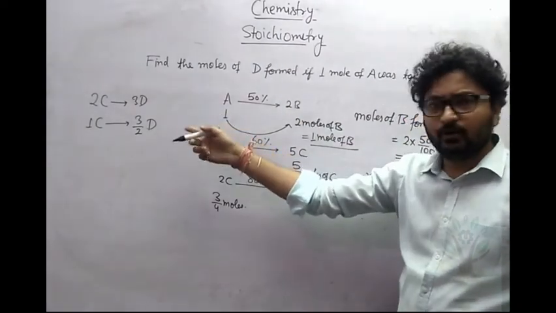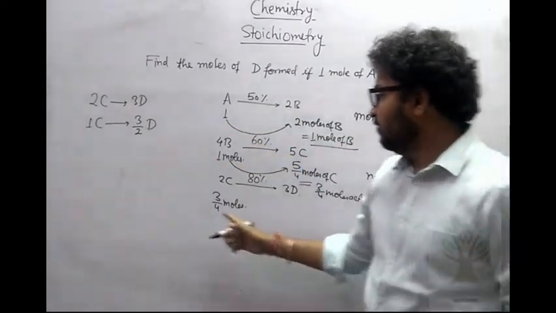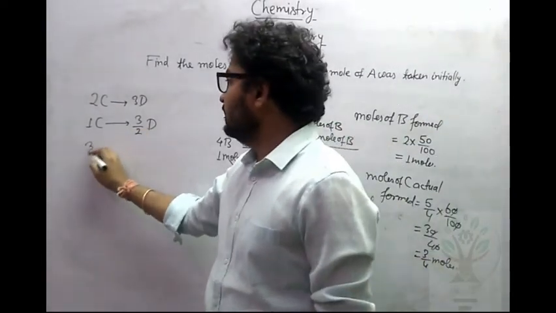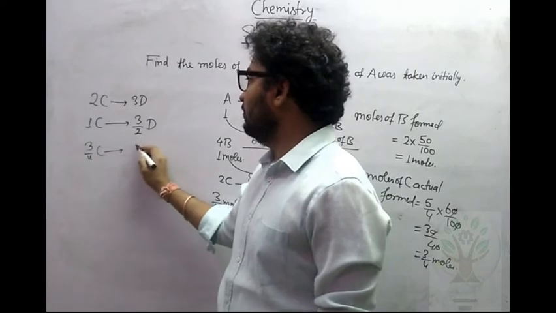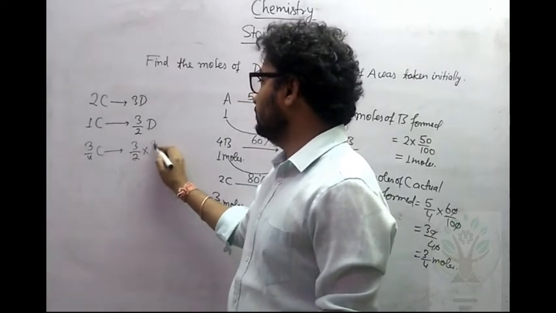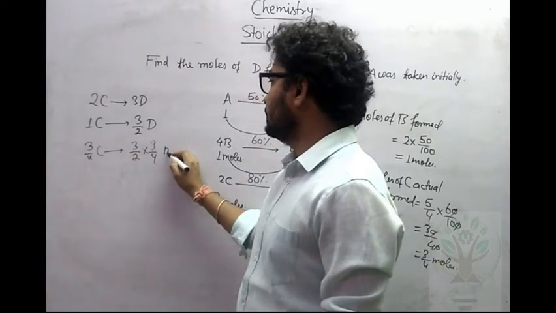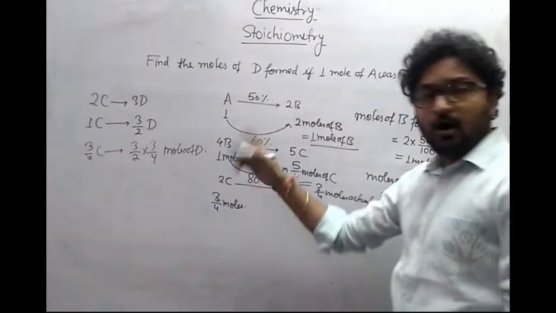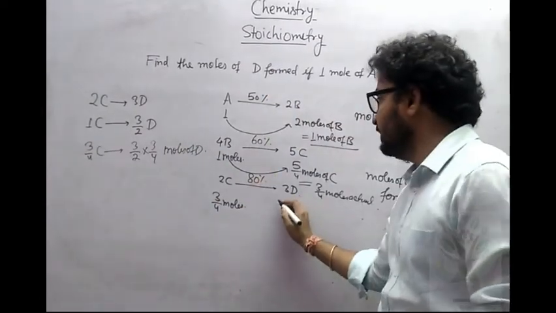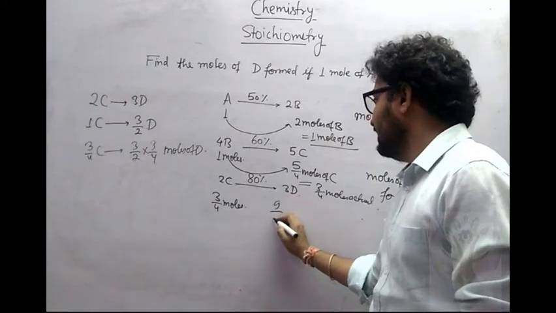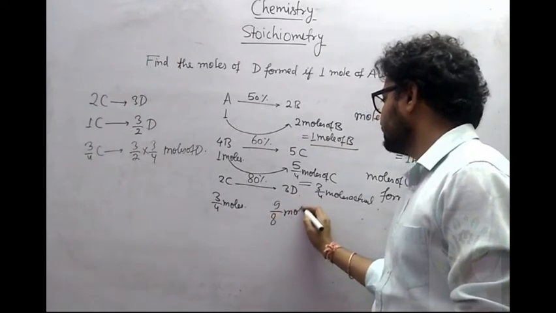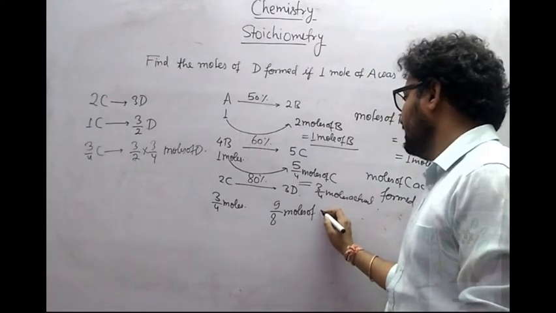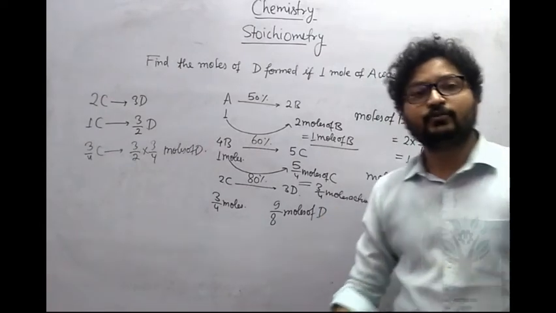2 रुपए में आती है 3, तो 1 रुपए में आएंगी 3 by 2. Now how many moles of C did we get? We got just 3 by 4 moles. So 3 by 4 C will form 3 by 2 into 3 by 4 moles of D. Are you getting this thing? So how many moles of D are we going to get? We are going to get 9 by 8 moles of D.